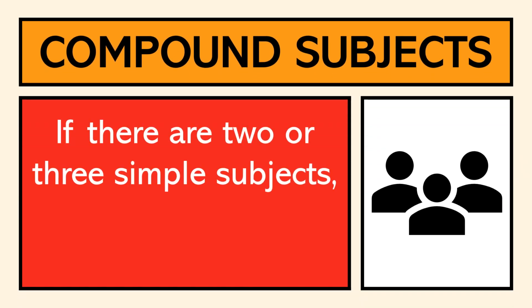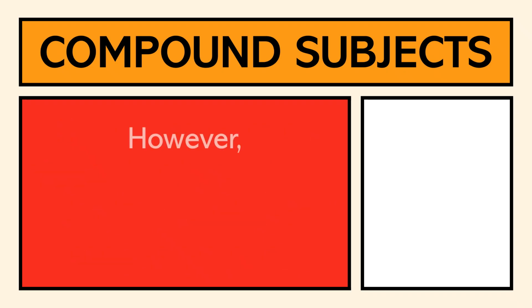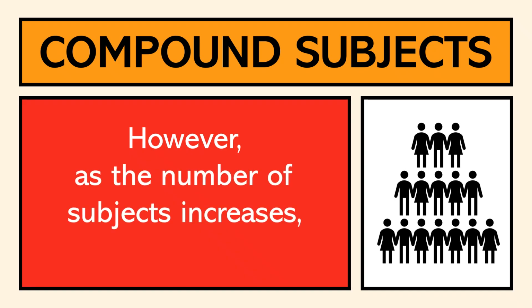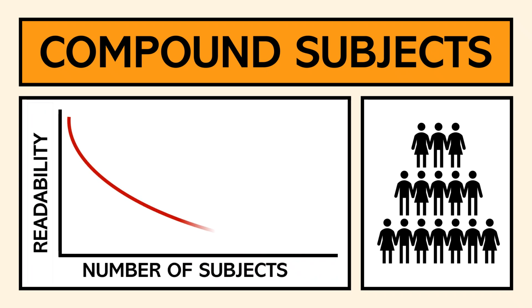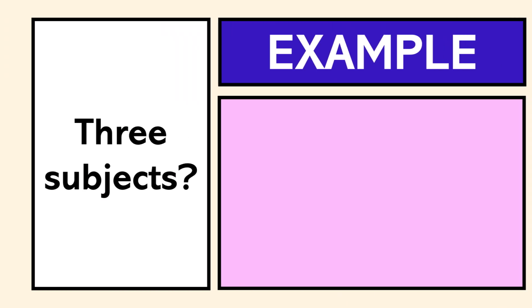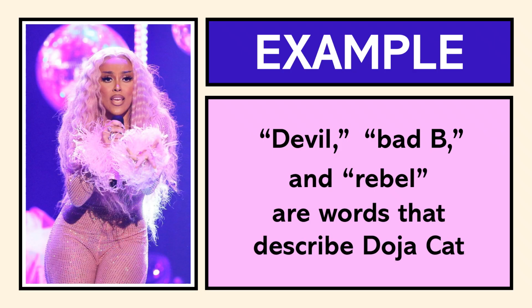If there are only two or sometimes three simple subjects, the information is relatively easy to process. However, as the number of subjects increases, readability decreases. This is exemplified here in a simple chart where we see the fewer the subjects, the higher the readability. The more subjects you have, the less readable it is. Here we'll take a look at an example with three subjects. We might say that devil, bad bee, and rebel are words that describe Doja Cat.